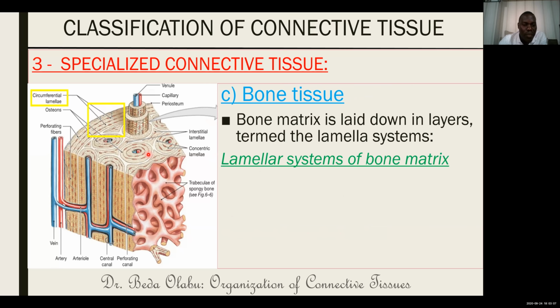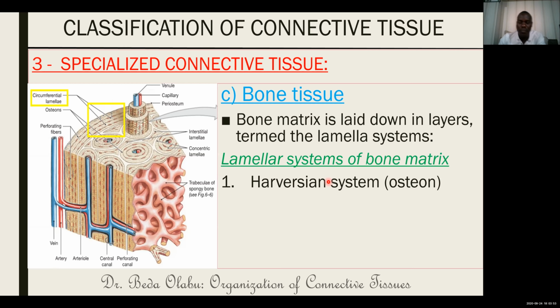There are four types of lamellar systems in bone. The first one is what you call the Haversian system of lamellae. This is what constitutes the Haversian system. You have a channel that contains blood vessels. Such a channel is known as the Haversian canal or vascular channel. It's a channel that contains blood vessels. Around that channel, you have concentric lamellae. So these concentric lamellae around the Haversian canal are what we call the Haversian system.